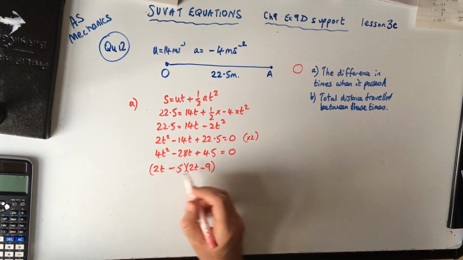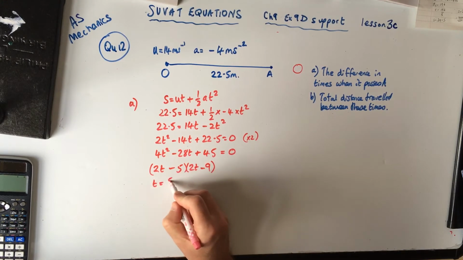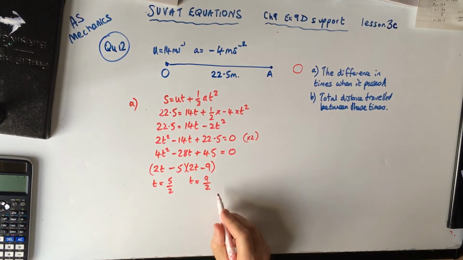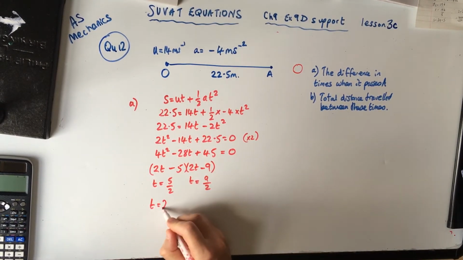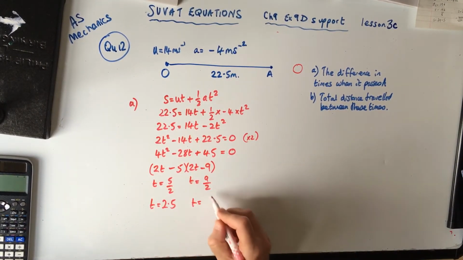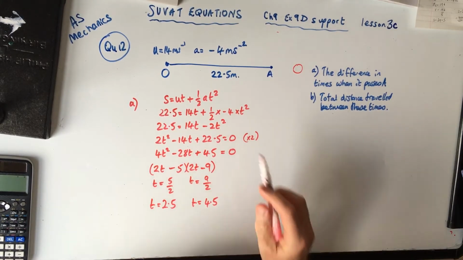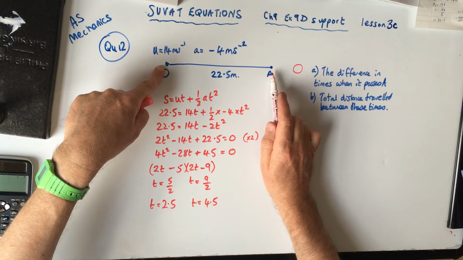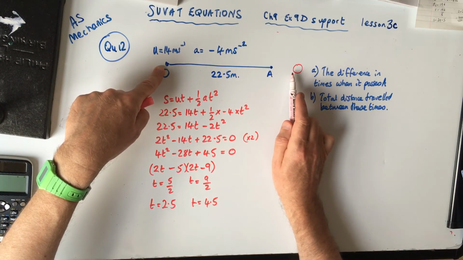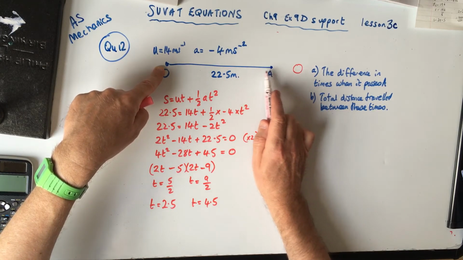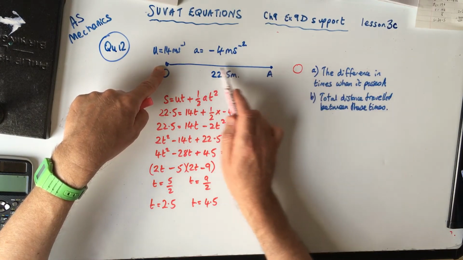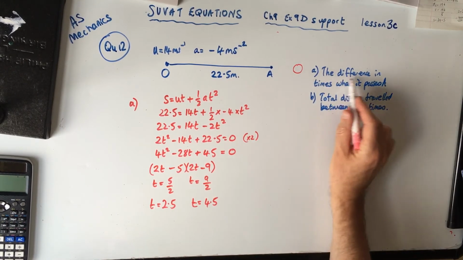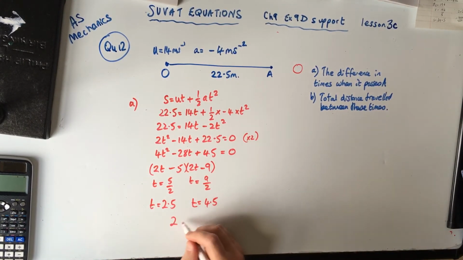So for this, you can see that t is equal to 5 over 2 and t is equal to 9 over 2. They're both positive. So t is equal to 2.5, and the other time is equal to 4.5. So it takes 2.5 seconds to reach A. It carries on slowing down, and then after 4.5 seconds, it's back, like Halley's Comet on its return journey around the sun. And there we go. So the difference between the 2 times is 2 seconds.